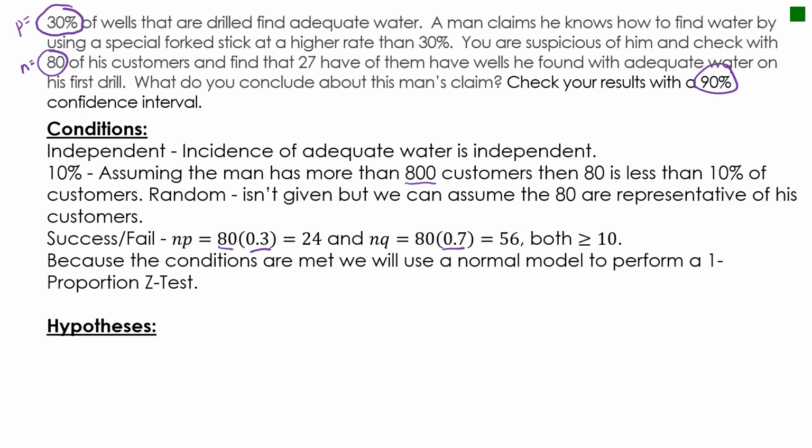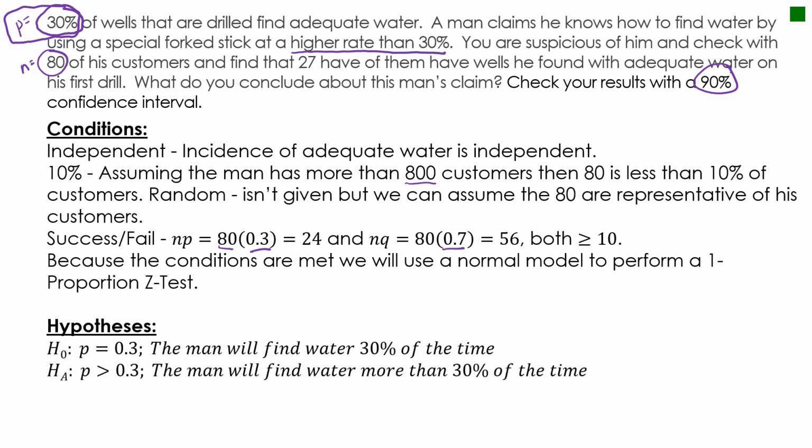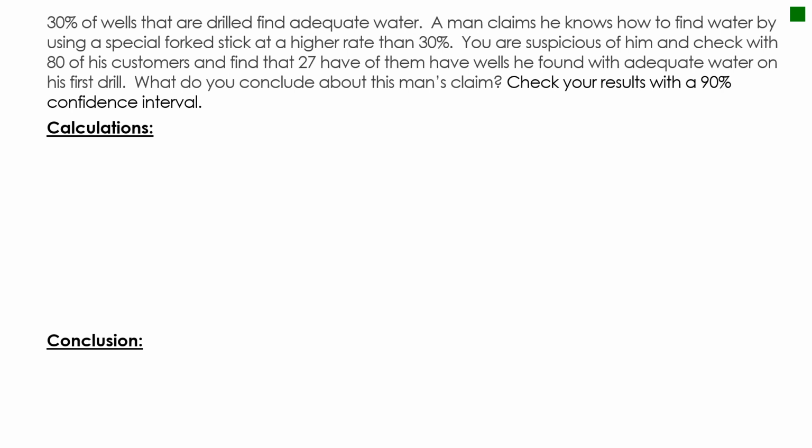My hypotheses: the first hypothesis, the null, is always that nothing has changed. So its p is 0.3. My alternative is based on the context of the question, and the context said that this guy thinks he can find it at a higher rate than the 30%. So notice that is my alternative hypothesis, that the man will find water more than 30% of the time. Now to do my calculations, again keeping in mind that the null was that p was equal to 0.3 and the alternative was that p was greater than 0.3.